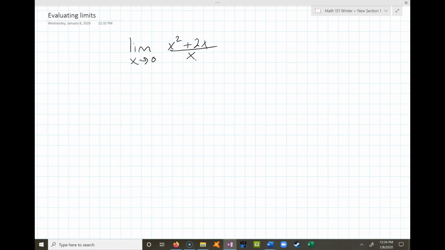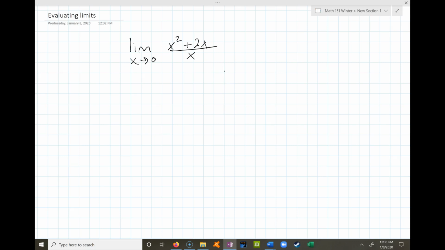What this means is we're wondering about what this part is doing. That's the thing I'm taking the limit of, as in this case x approaches 0. So we're not letting x equal 0, but we're letting x get closer and closer to 0, and we're wondering what's going to happen to this expression.